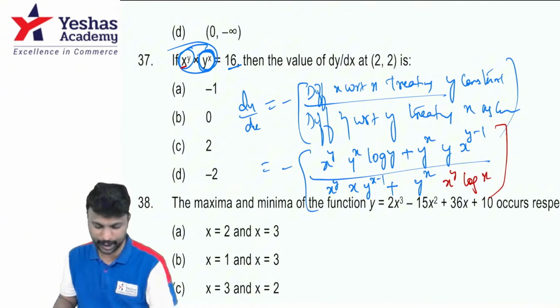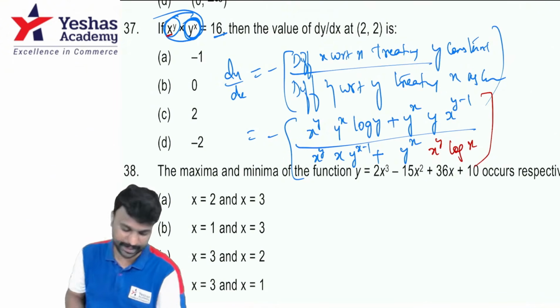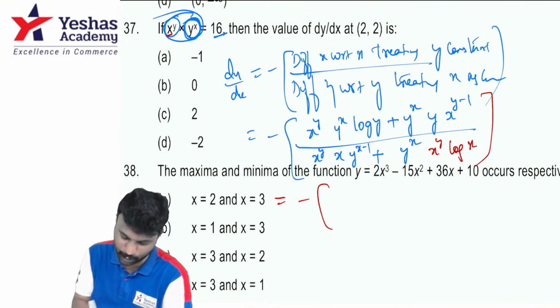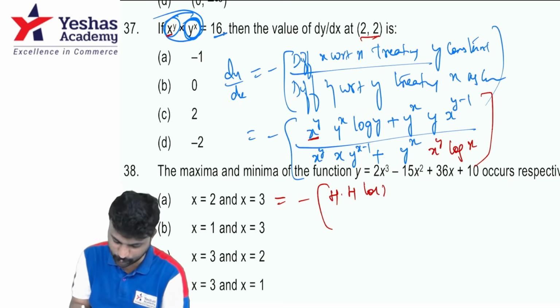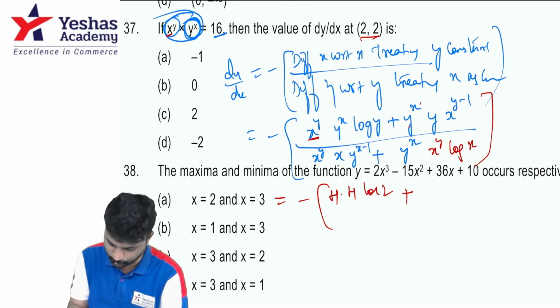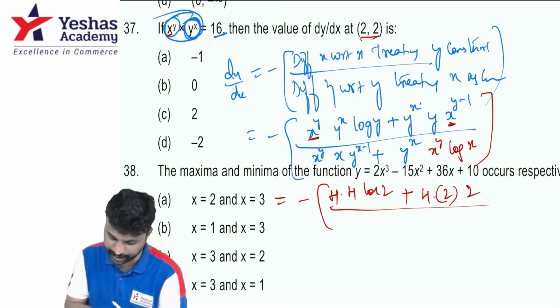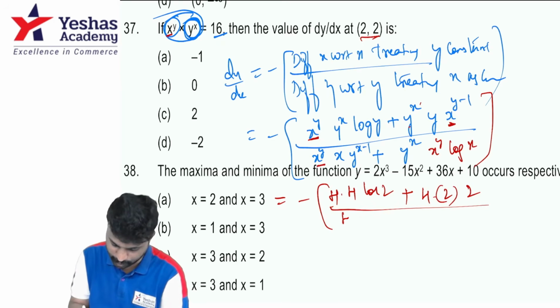Now all I need to be doing is substitute x value and y value as 2 and 2. Is x power y, 2 power 2 is 4. Again 2 power 2 is 4 into log 2. Correct? Plus y power x, 2 power 2 is 4, into 2 into 2 power 1 is 2. Clear? Denominator, 2 power 2 is 4 into 2 into 2. Correct? Plus 2 power 2 is 4 into log 2.